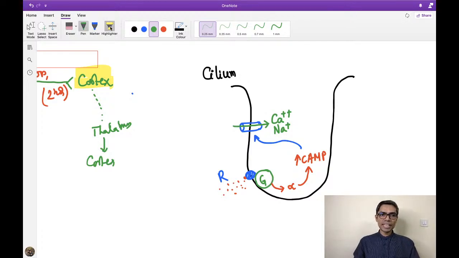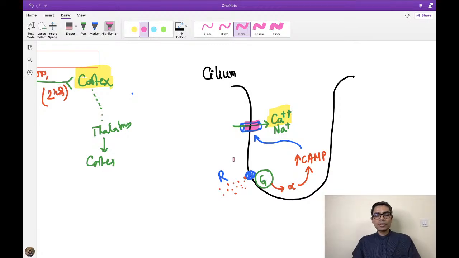But what is the main ion here? The main ion is the entry of this calcium. So that's why I am saying that this channel is a non-specific cation channel. Non-specific means calcium is also entering, sodium is also entering. That's why this is known as the non-specific cation channel.